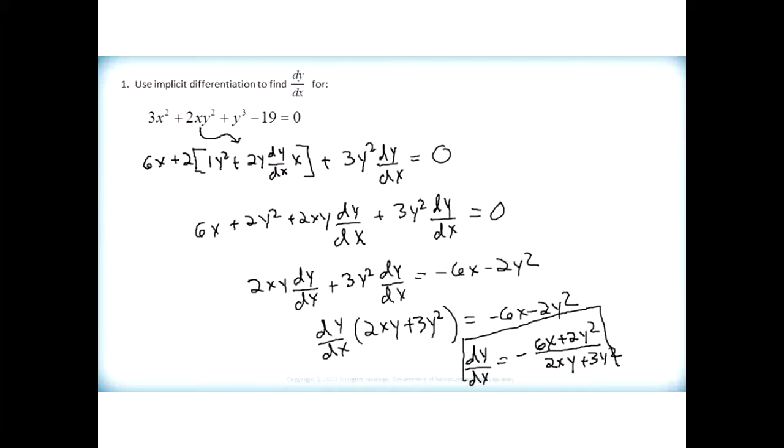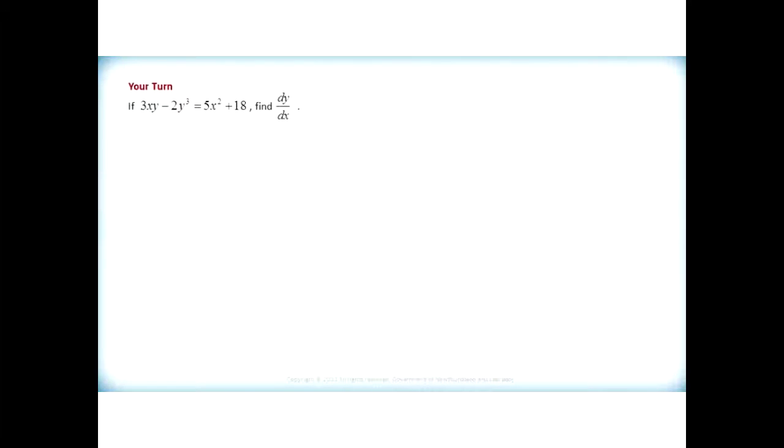Okay? So next is the your turn question. So yet another implicit derivative. Watch out for the product rule. Don't forget that y is equal to f of x. So you've got to use the chain rule with it all the time. Okay, good luck with that one, and I'll show you the solution now.